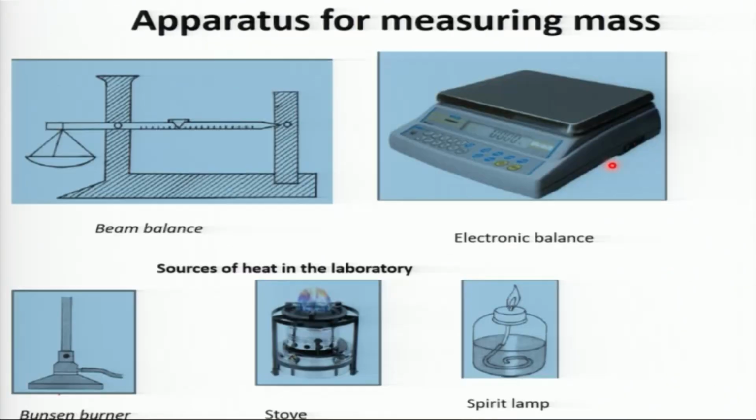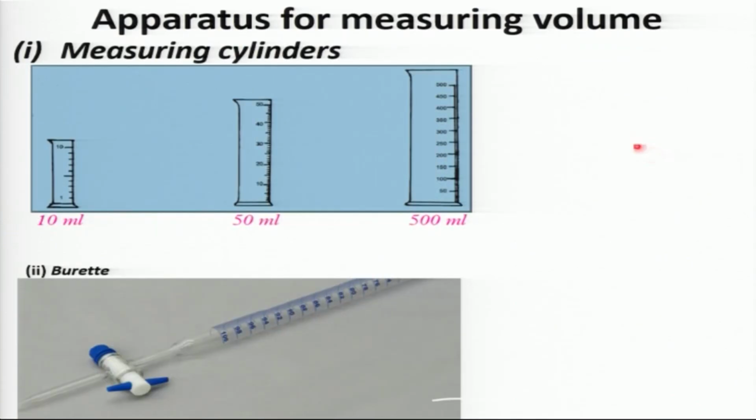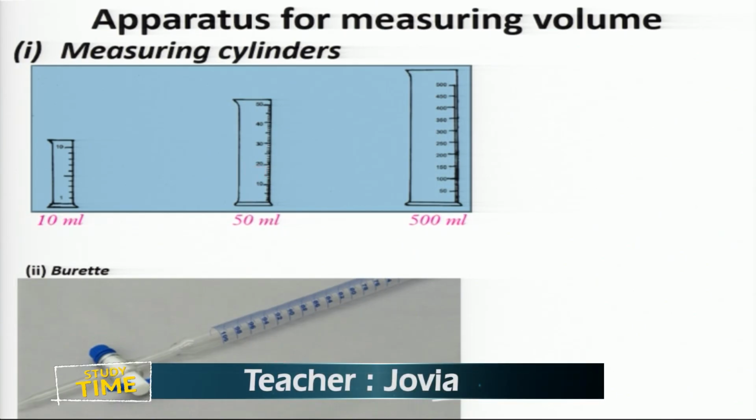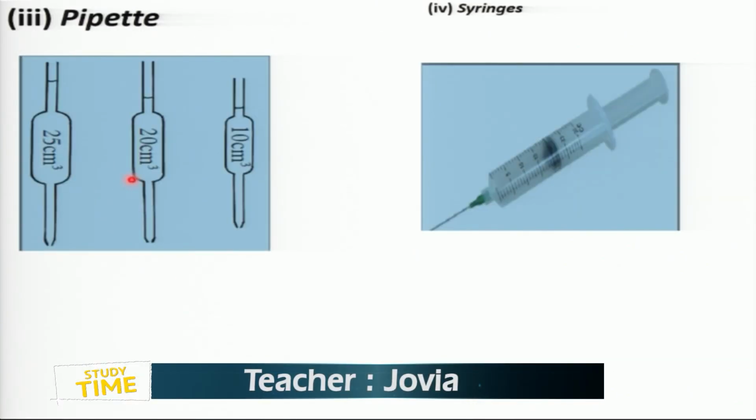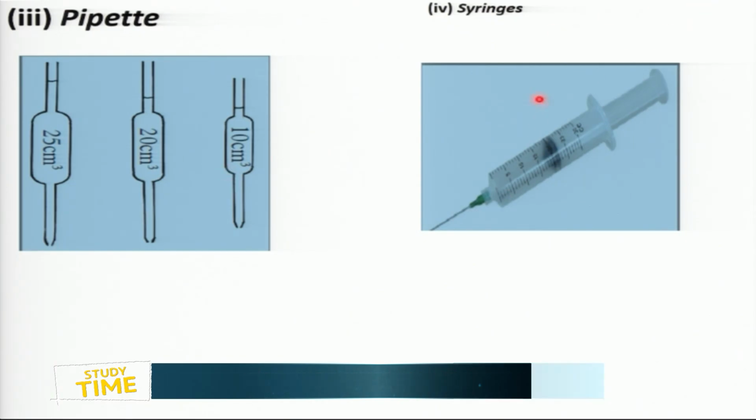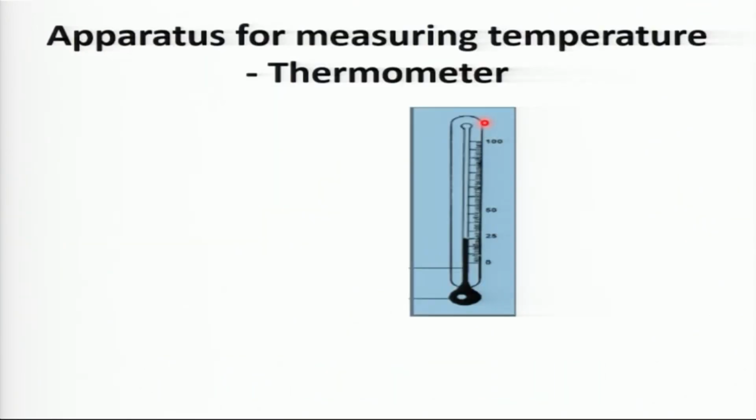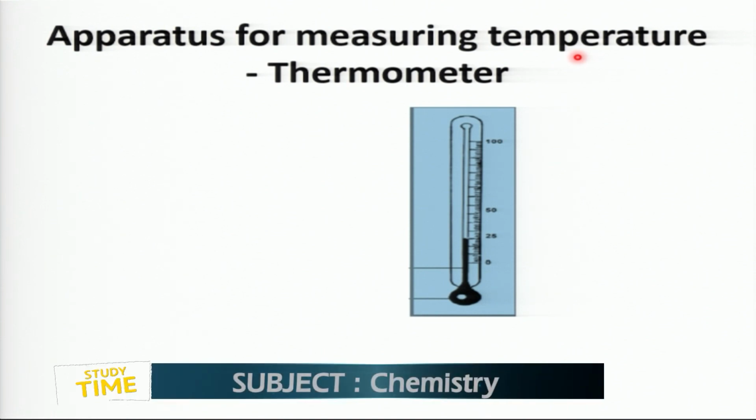As the title, you see, the title is apparatus for measuring volume. One, the measuring cylinders, have the burette, so have the pipette, have the syringes. All right? So we also have apparatus for measuring temperature. All right? So when we are doing any practical work, we need to know the temperature we are working in.